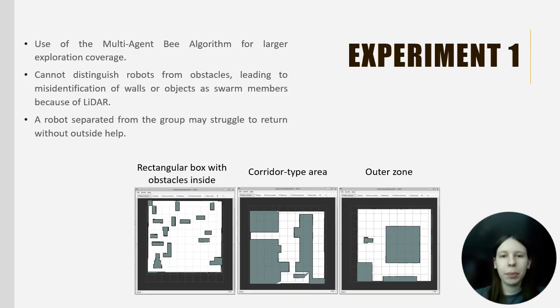Three types of maps were used for experiments 1 and 2: a rectangular box with obstacles inside, a corridor type area, and the area around a large object. In all three types of maps, the robots had the same amount of time to cover as much territory as possible and return to the starting point.